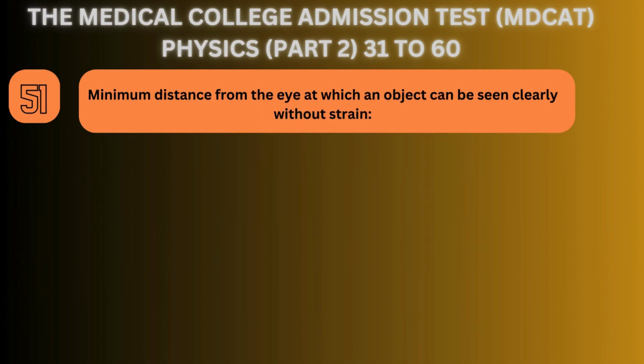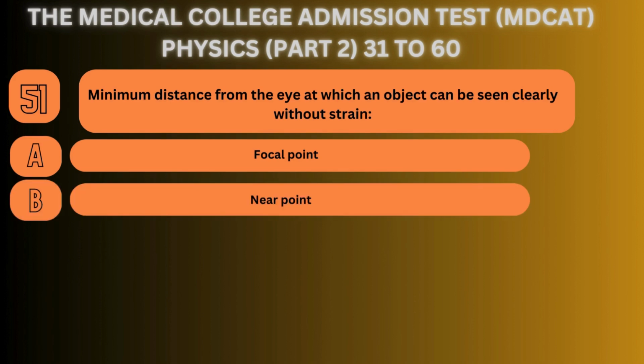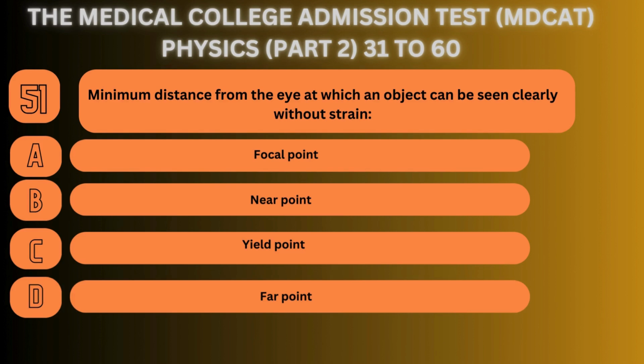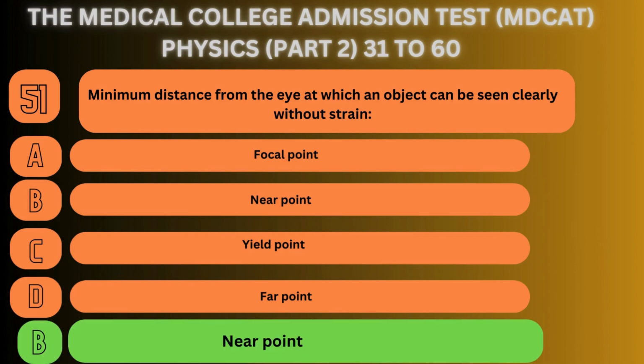Question number 51. Minimum distance from the eye at which an object can be seen clearly without strain? Option A, focal point. Option B, near point. Option C, yield point. Option D, far point. 5, 4, 3, 2, 1. Correct option is B, near point.